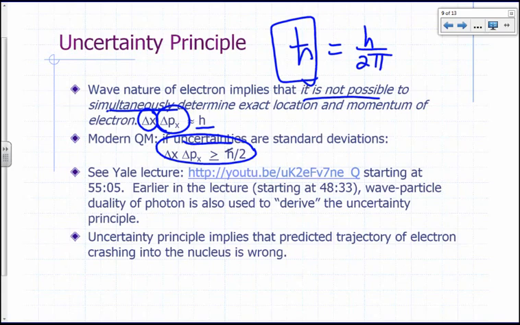In that lecture, starting at the 55-minute mark, we had that discussion about how the wave-particle nature of photons and electrons led to the uncertainty principle. So what we're saying is that the uncertainty principle implies that the predicted trajectory of the electron crashing into the nucleus is simply wrong. We need a new theory to actually explain the behavior of the world of the electron.